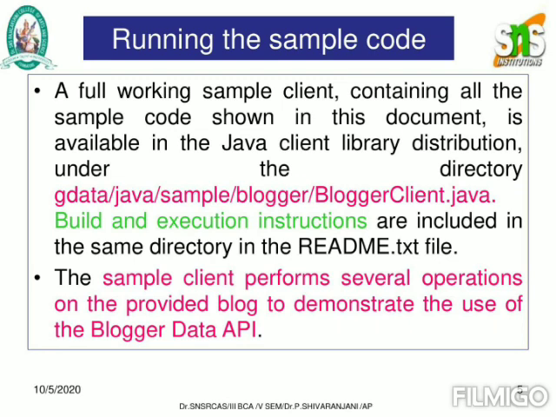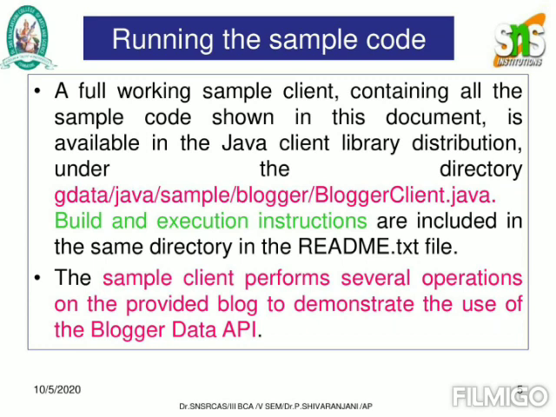So, running the sample code: a full working sample client containing all the sample code shown in this document is available in the Java Client Library distribution under the directory called Data Java Simple Blogger Client.java. Building and execution instructions are included in the same directory. You will have a file called readme.txt. The sample client performs several operations on the provided blog to demonstrate the use of the Blogger Data API.